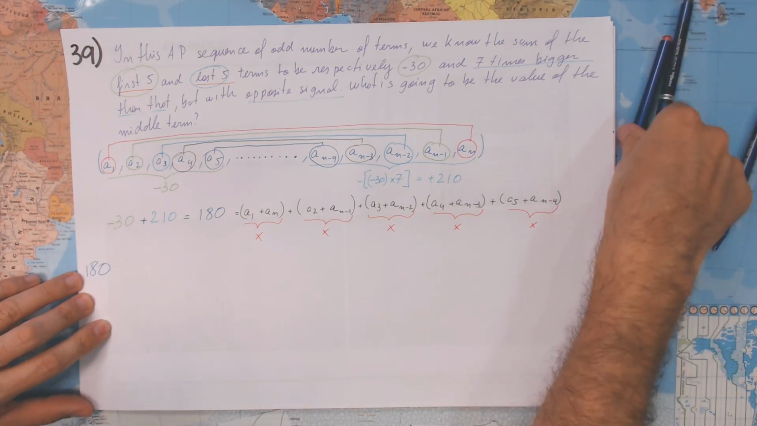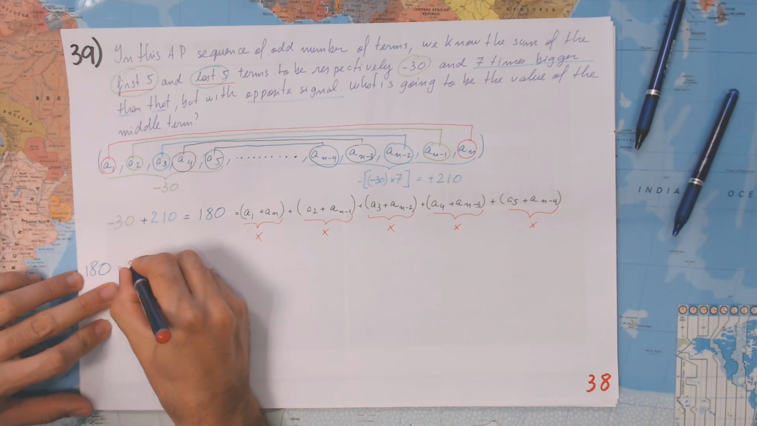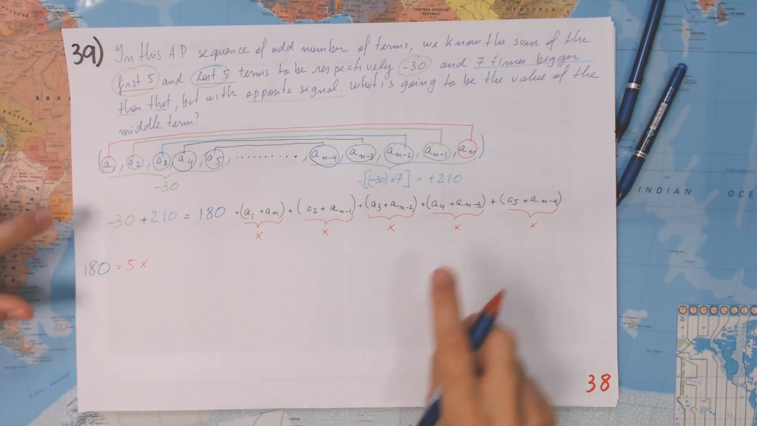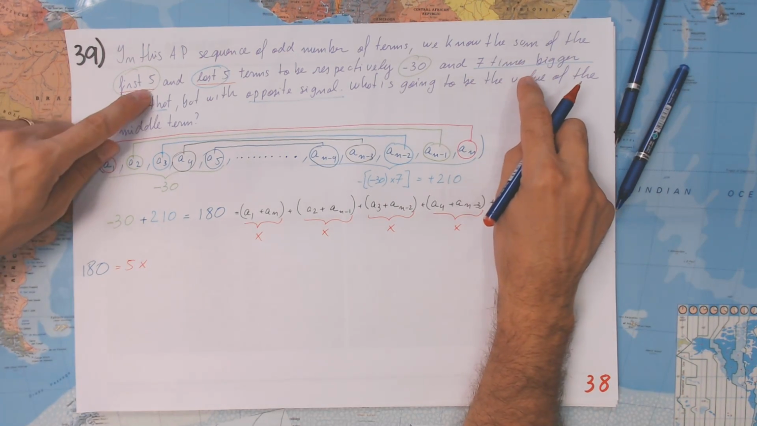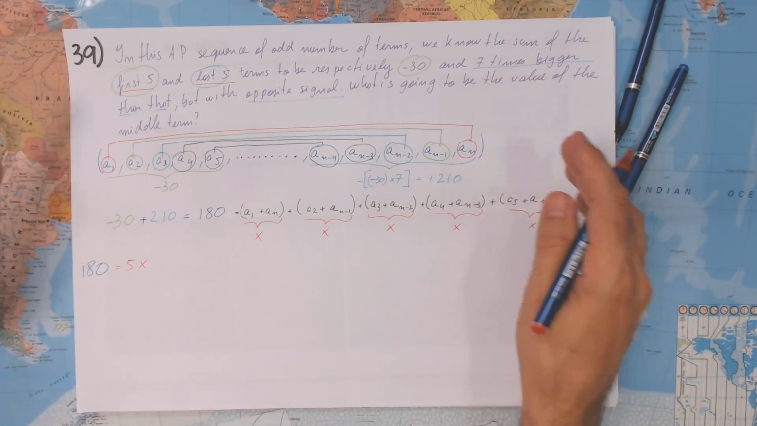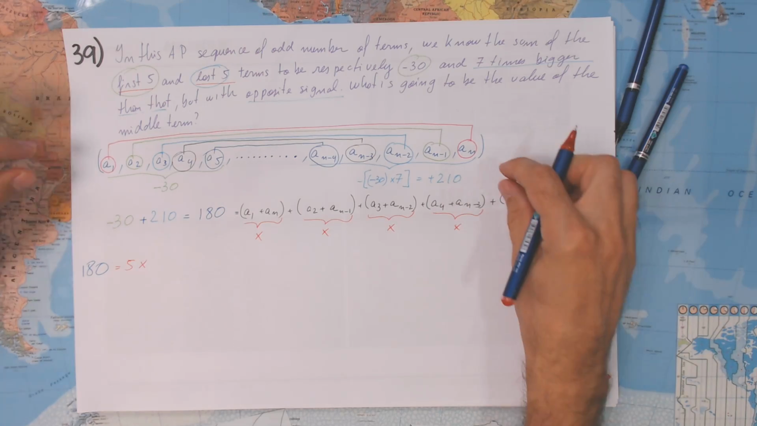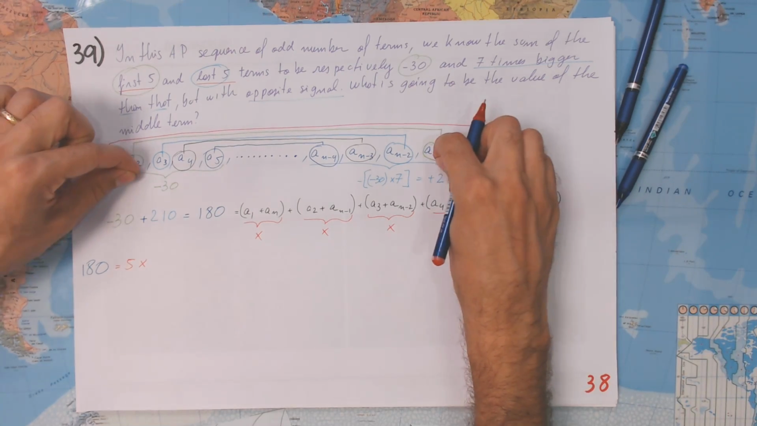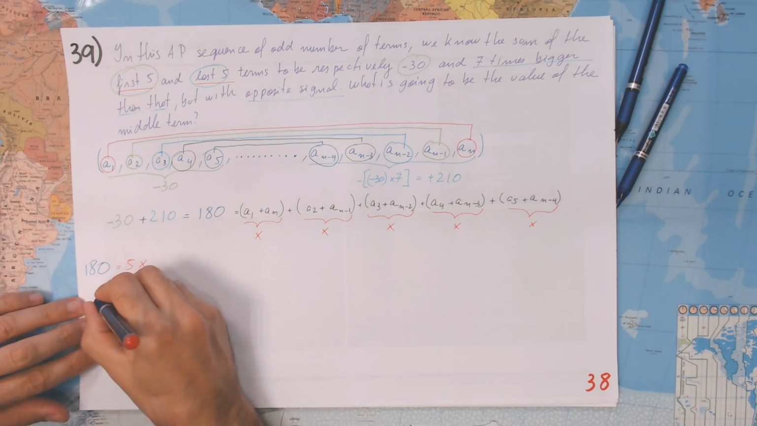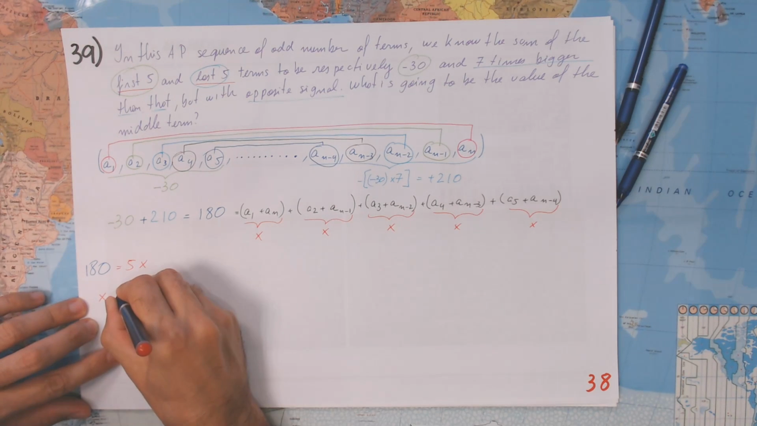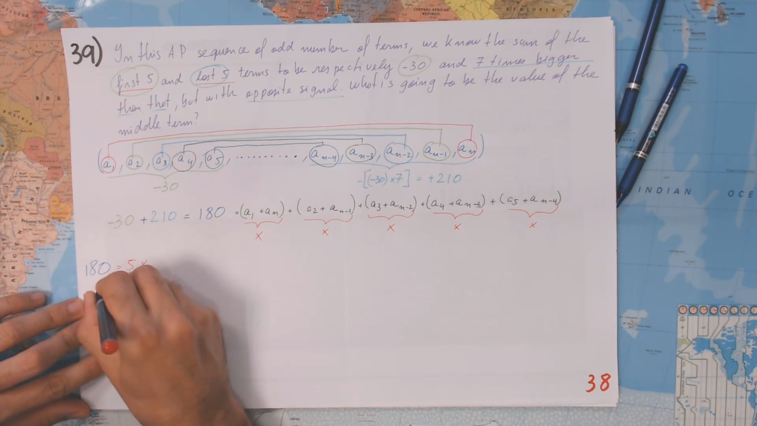180 is just like 5x. We have 5 couples, right? We have 5 terms in here, 5 in here. They are equidistant. Why? Because those are the first 5 and the last 5, so they have to form equidistant pairs of terms, and therefore I know that x is just 36.